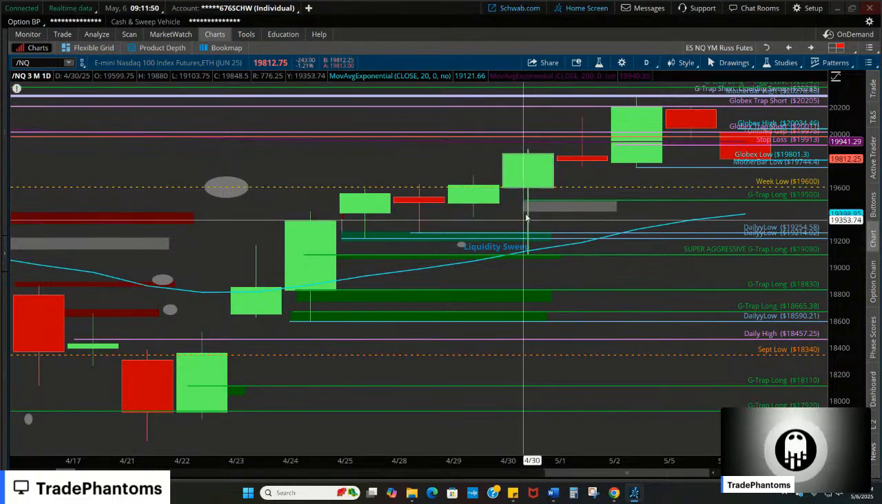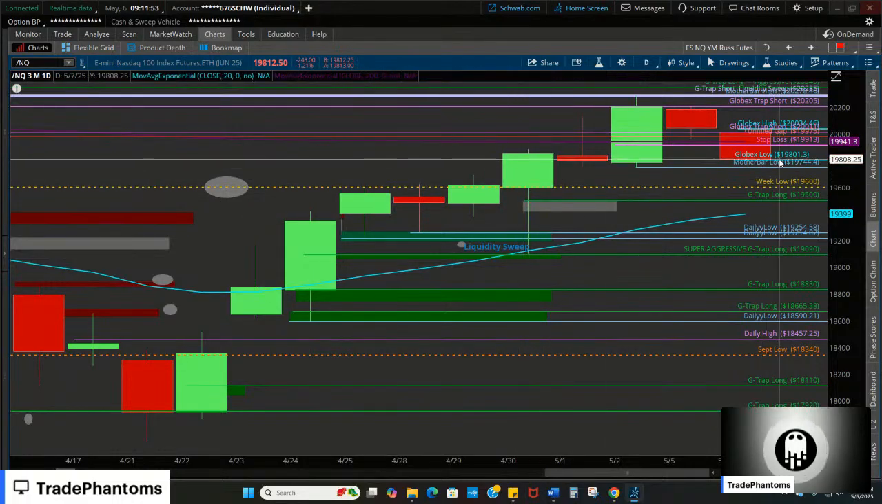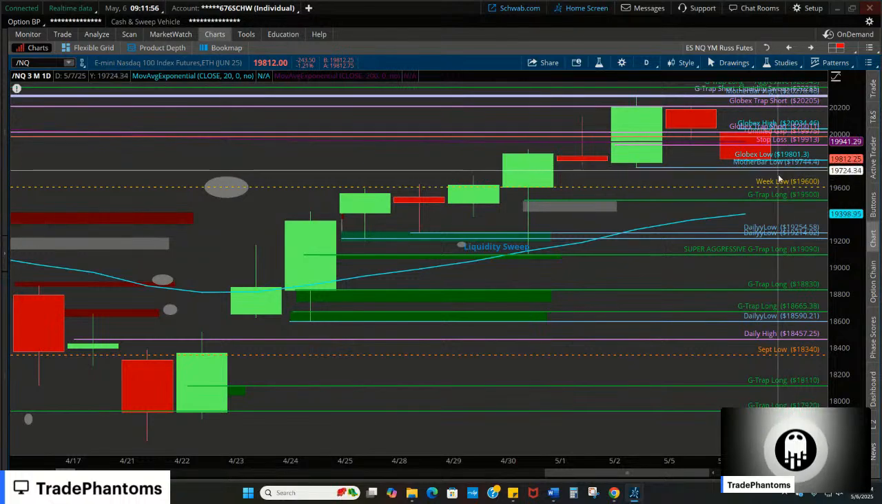All right, I got squeezed out of some of my shorts here and had to flip long. Okay, so cool. Anyways, I'm getting too excited and going ahead. Have a couple levels lower.